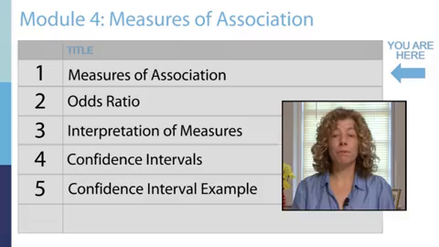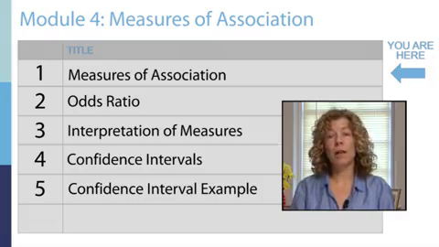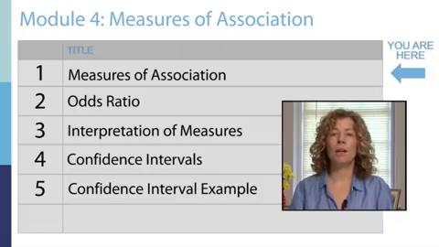Just a quick reminder before we get started. Please make sure that you understand the measures of health outcome occurrence before you go forward with the measures of association. Those measures of occurrence are the building blocks of the measures of association. So if you understand those, then it'll be easy to understand the measures of association.